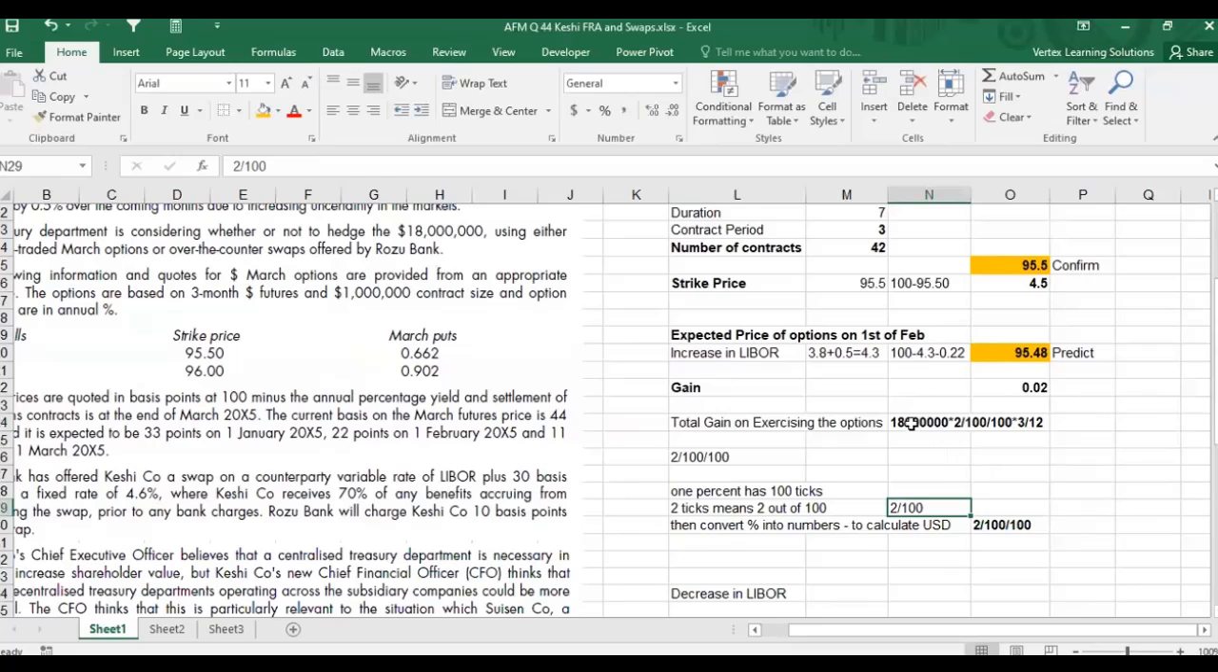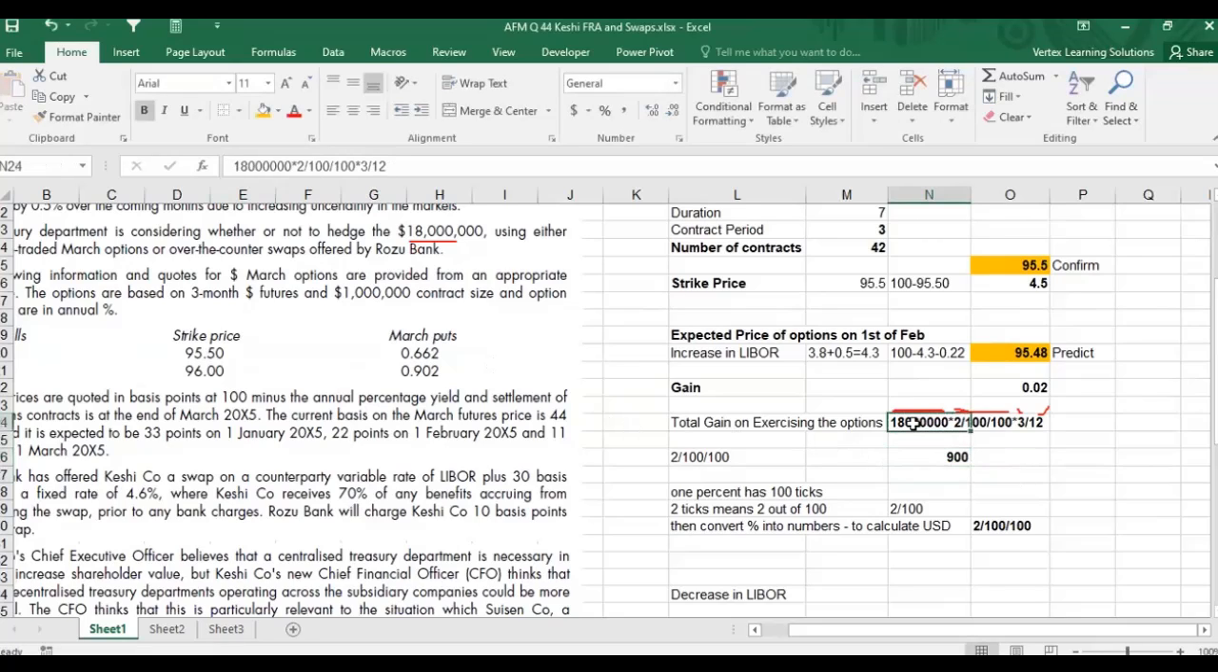And that's why I said $18 million. This is the amount which I am investing or which I am hedging. This is the gain, 2 divided by 100 by 100. And this is the period, 3 months divided by 12 months. Am I clear on that? Yeah, 18 million we have. So let me calculate it here.